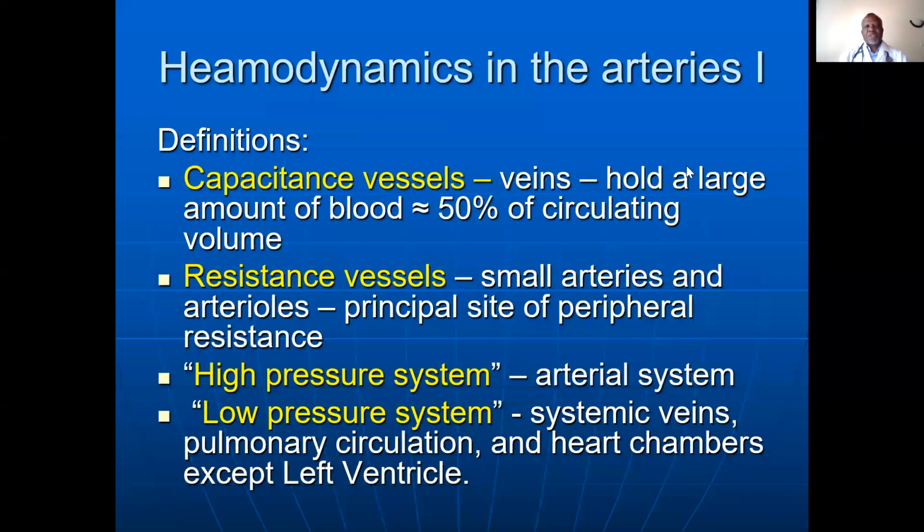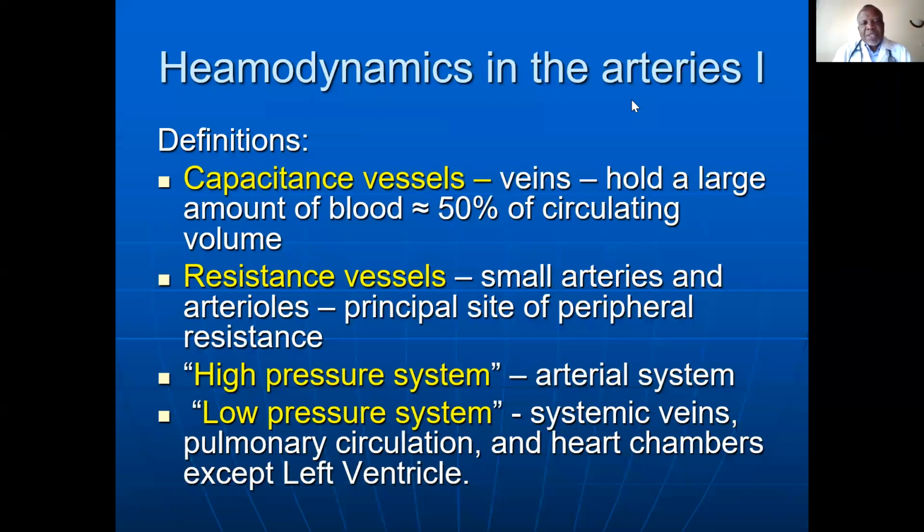So capacitance vessels in this context would mainly be veins. They hold about 50% of the circulating volume. And again, as part of your homework, I want you to go and find out how much blood, you may have covered this during your blood physiology, how much blood a human being has in circulation. And just remember, from the figure you get, 50% of that is resident in the veins.